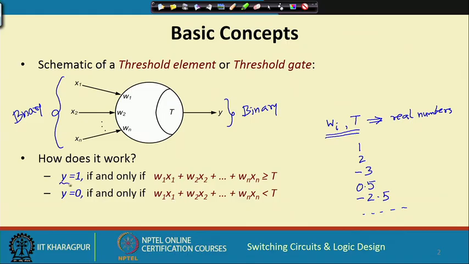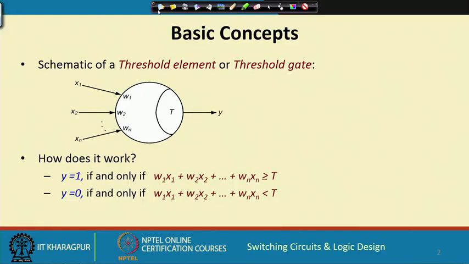The output y will be equal to 1 if the weighted sum of the inputs, by weighted sum we mean summation wi xi for i equal to 1 to n. You see here we have written it in the expanded form w1 x1, w2 x2 up to wn xn. If this weighted sum is greater than or equal to the threshold T, then the output will be 1, otherwise the output will be 0. This is how a basic threshold gate works.